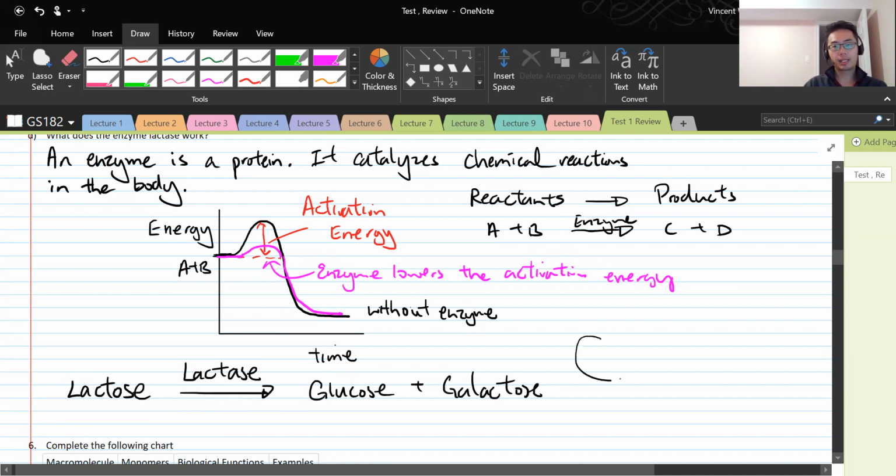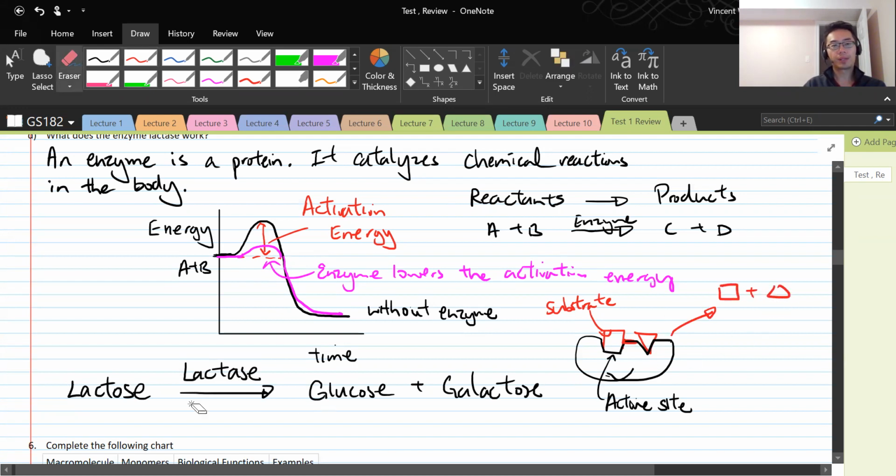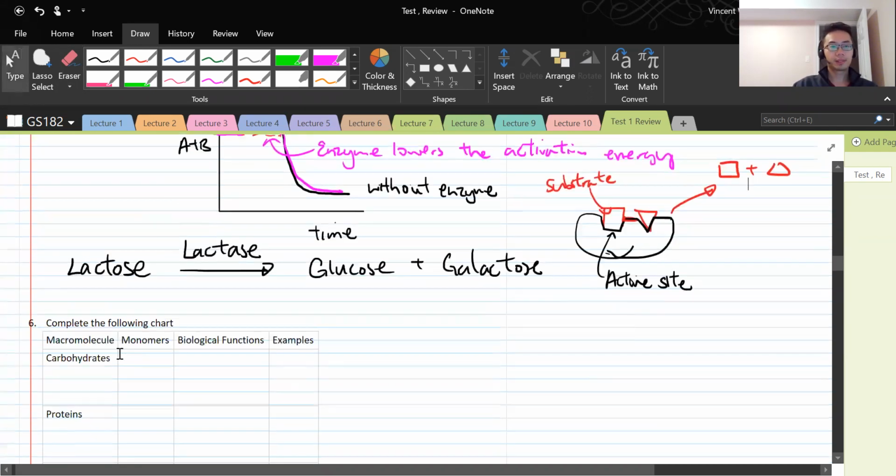Okay, so you remember that the enzyme is going to have an active site, right? Active site. And that will allow the substrate to fit in it, and then there is the bond that's holding the glucose and the galactose together, and the enzyme will break that bond, and then you will release the glucose and the galactose like that. Okay, so that's what the enzyme does. All right, moving on.